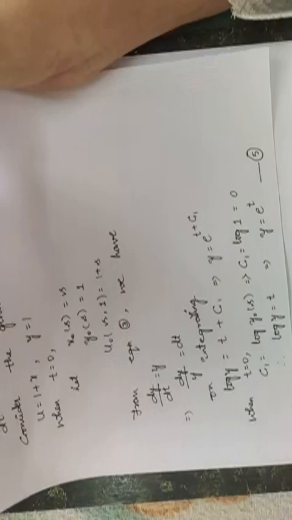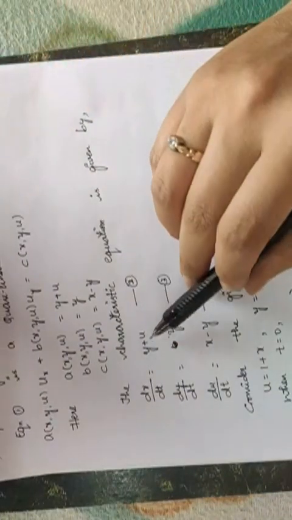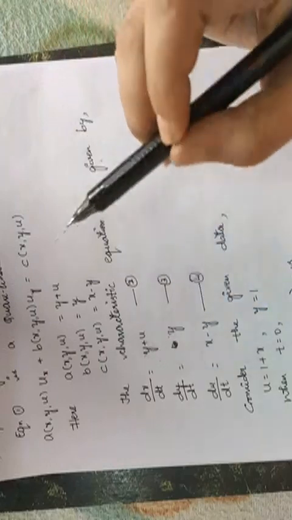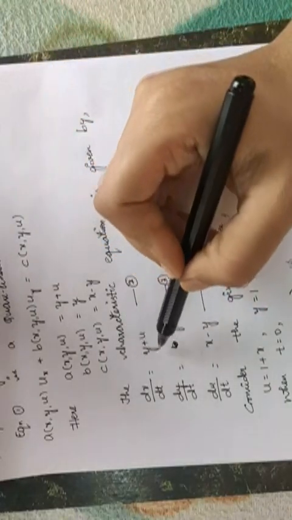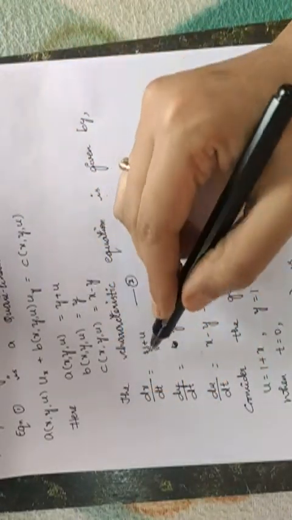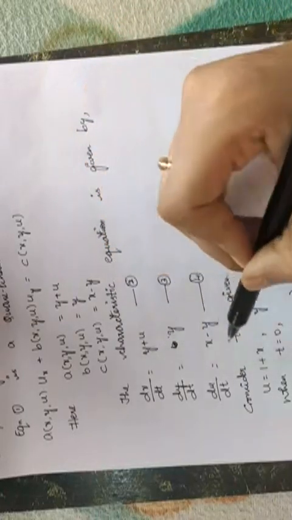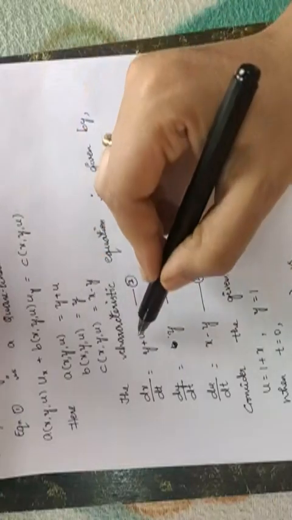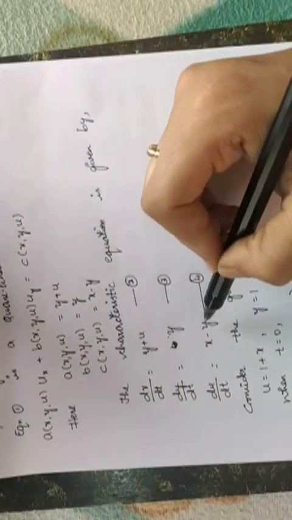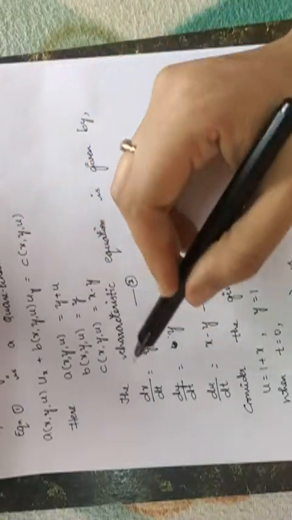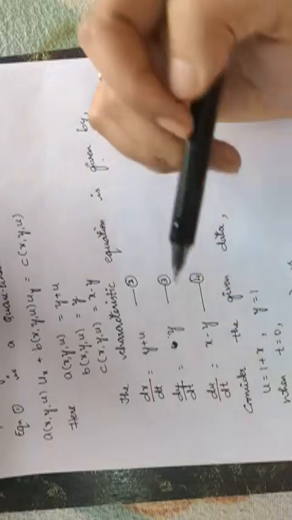Now, what I will do is I will consider your equation number 2, that is dx by dt. If you differentiate this equation, you will get dy by dt plus du by dt. dy by dt is y, du by dt is x minus y. If you add those two equations, you will get an equation in terms of x itself, right? So let's move further.